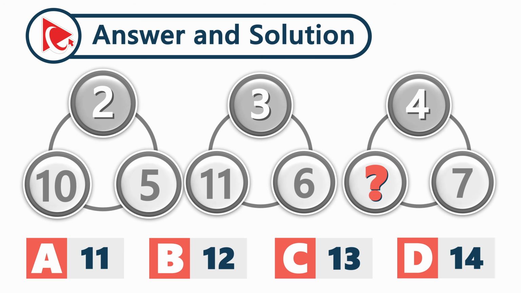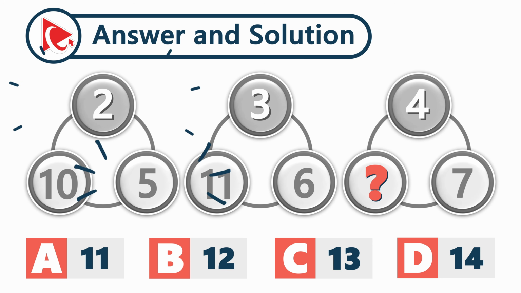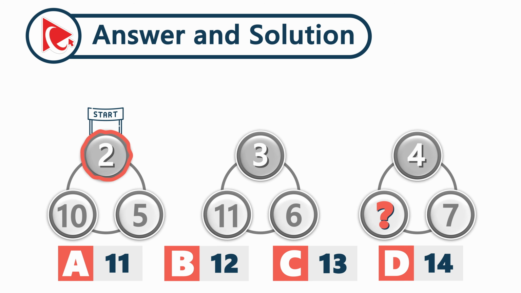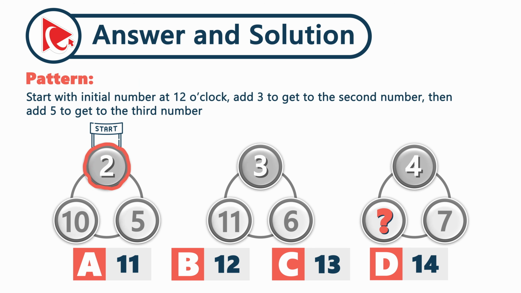Take a close look at the first shape. It has numbers 2, 5, and 10. Take a look at the circle, which has number 2. It is a little bit darker. What could it mean? It could mean a lot of different things, but in this case, it means that this might be the starting point. And the pattern here is that if we start with the initial number at 12 o'clock, add 3 to get to the second number, and then we add 5 to get to the third number.